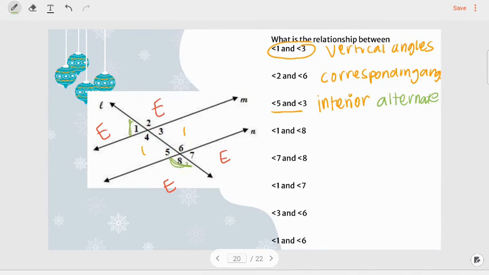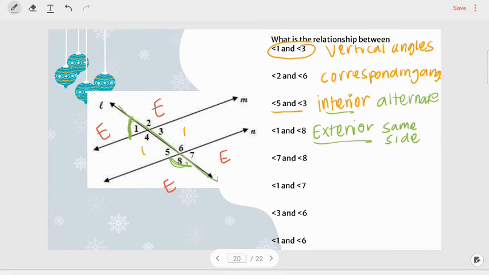1 and 8. This time they are on the exterior, so I write down exterior. You'll notice a pattern. If they're both on the interior or both on the exterior, that's the first thing that I write. So here we go. Exterior, and they are on the same side of this line. So alt exterior, same side.